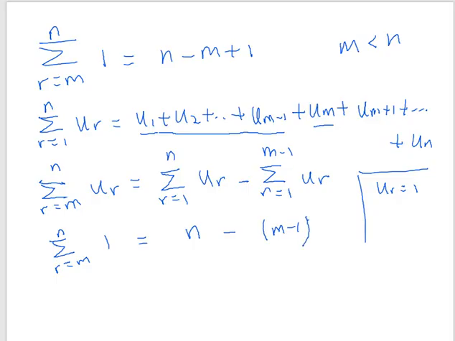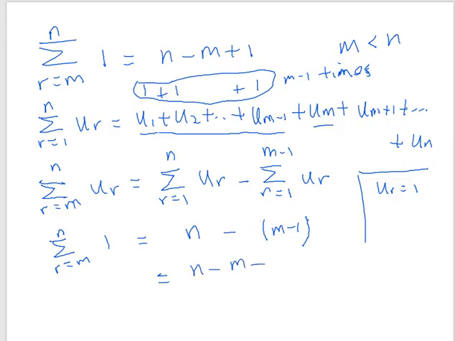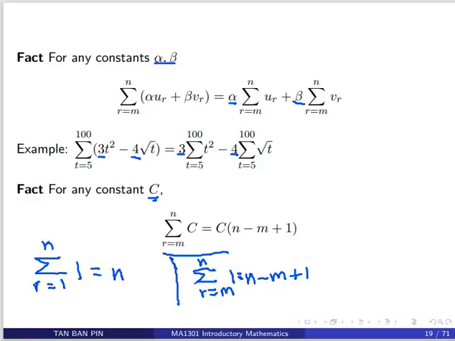This answer should be just m minus 1 because u1 is 1, u2 is 1 until um minus 1 is 1. So you're adding 1, m minus 1 times. So this will give you n minus m plus 1. So that's how you get this result.